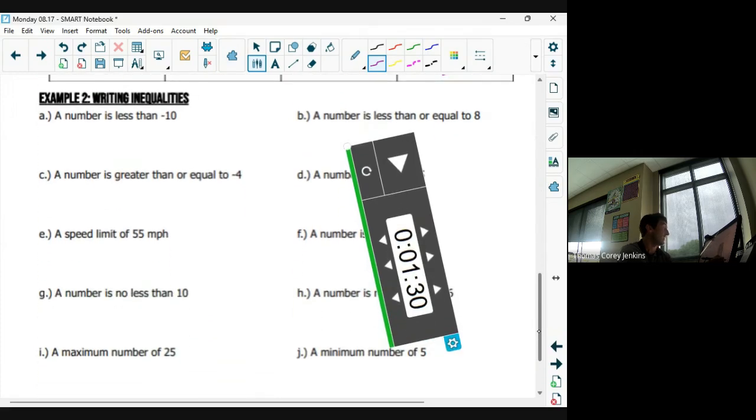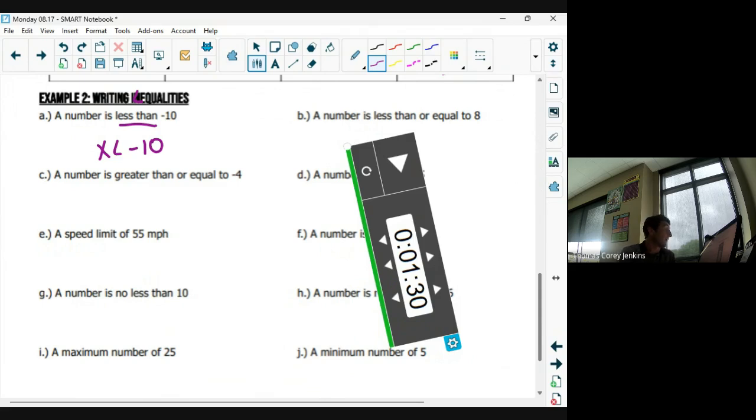All right, let me do the left-hand column. Let you guys try the right. Okay. So a number. So x is. Remember that can be confusing too because it says is. We just said that's an equal sign. So the phrasing can really trip you up. A number is less than 10. So this is my inequality symbol. That number can be called x or whatever. So x is less than. I said 10. It says negative 10. X is less than negative 10.